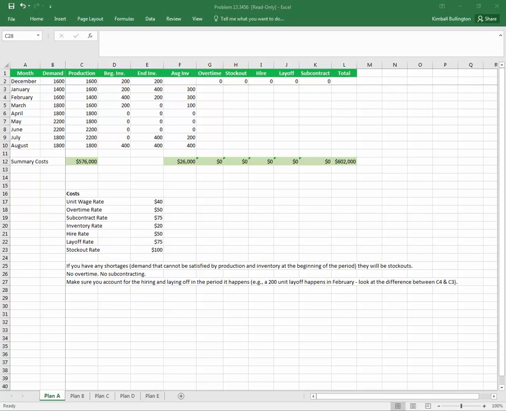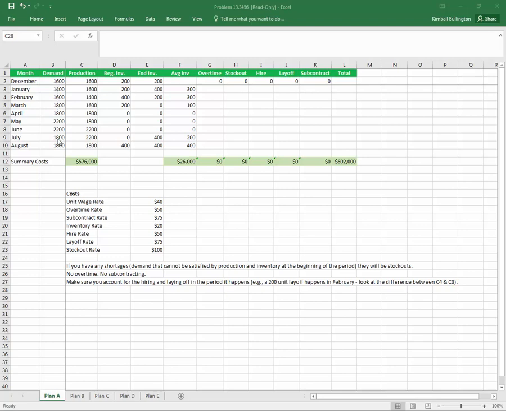So how do we begin with this problem? This is the aggregate planning problem, chapter 13, beginning with problem 3. Let's begin with just looking at the different terms in the problem. So we have the month for each plan.